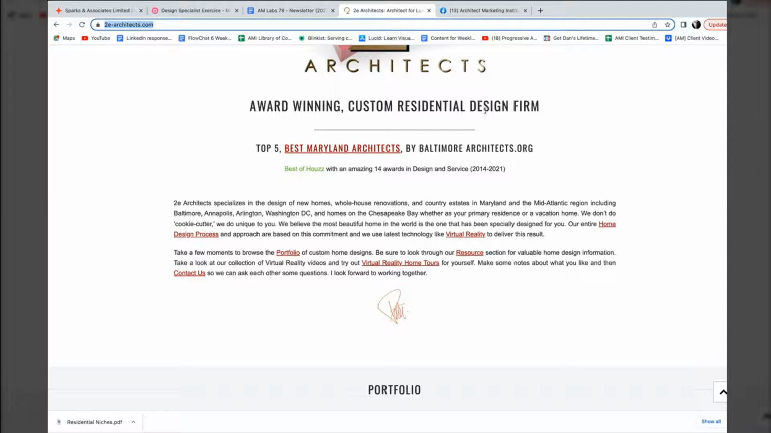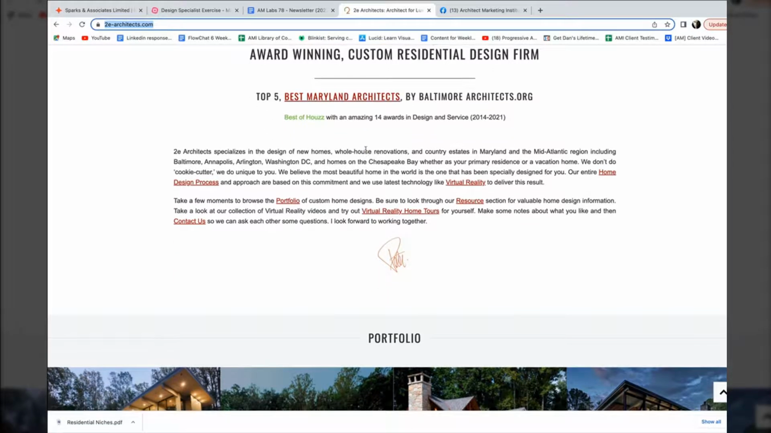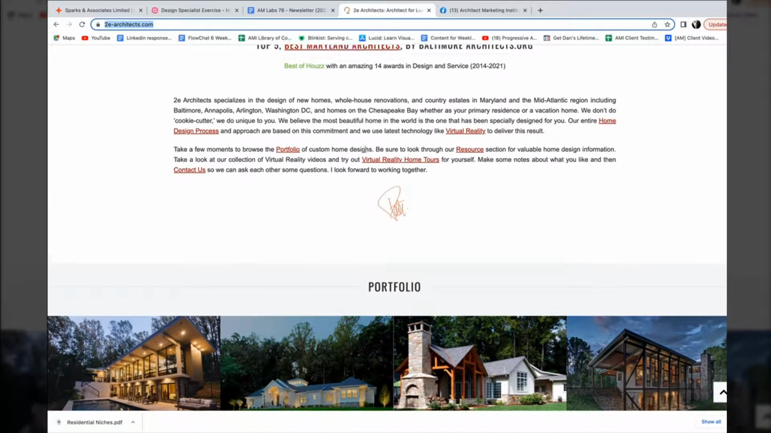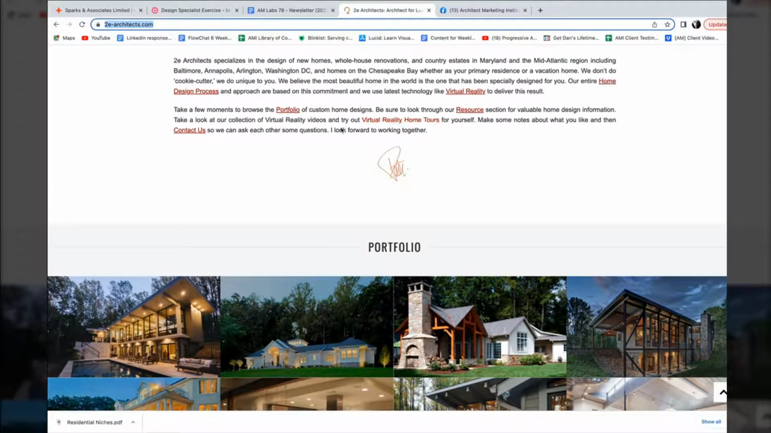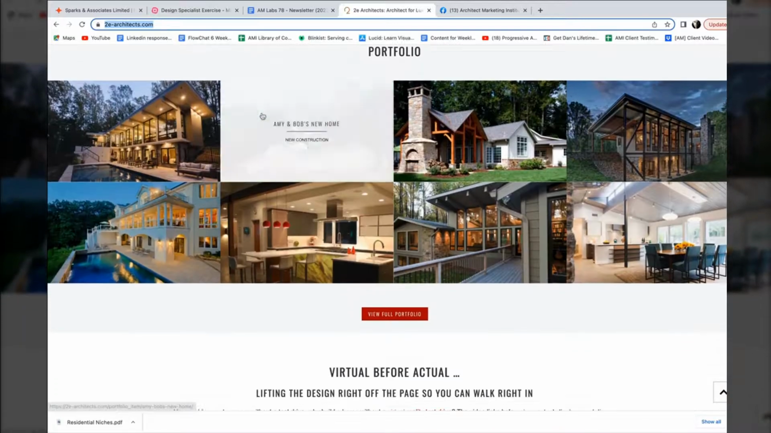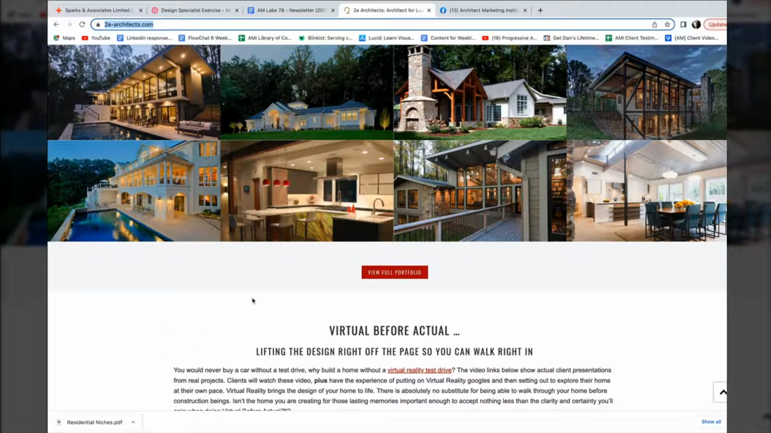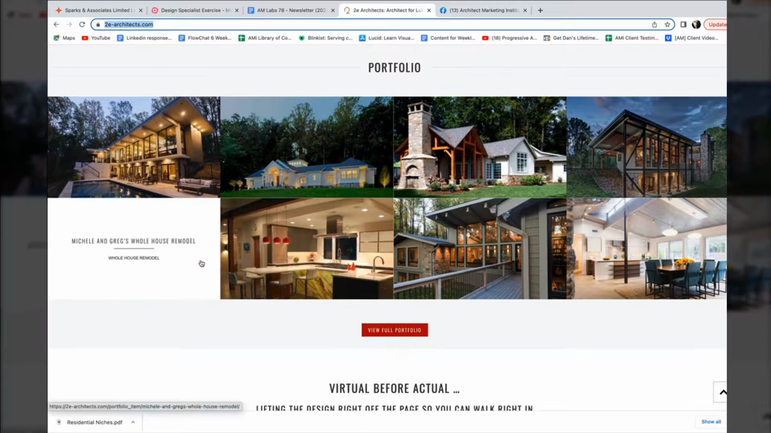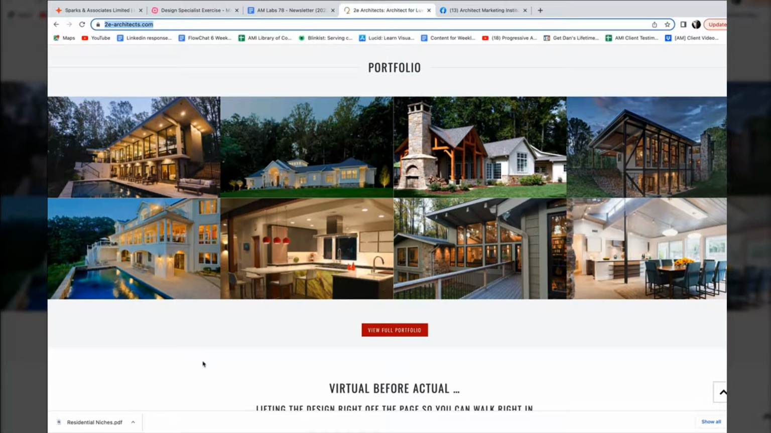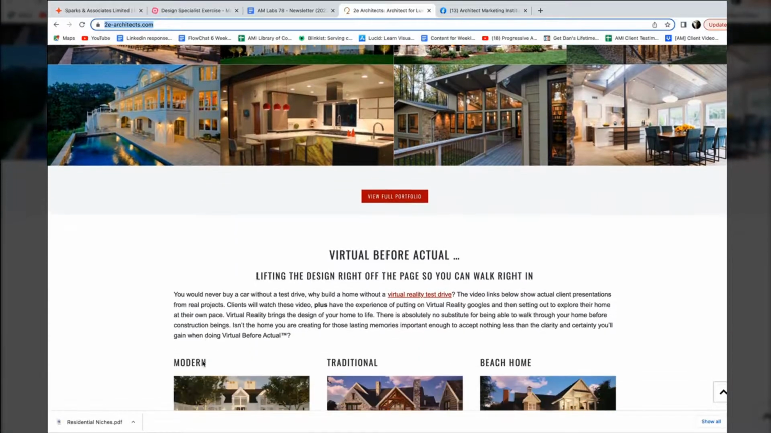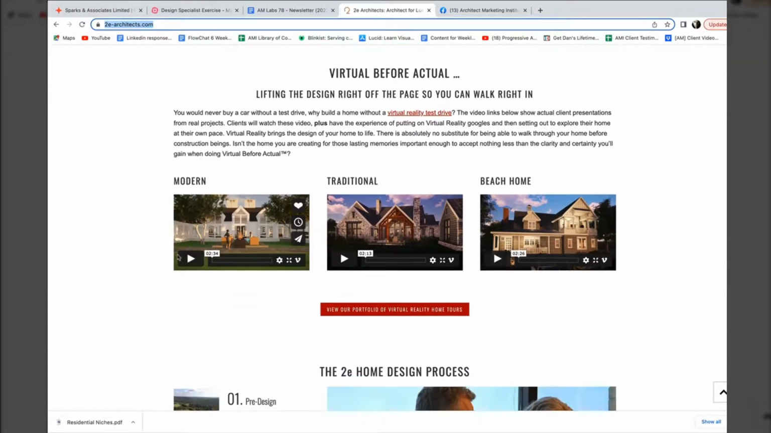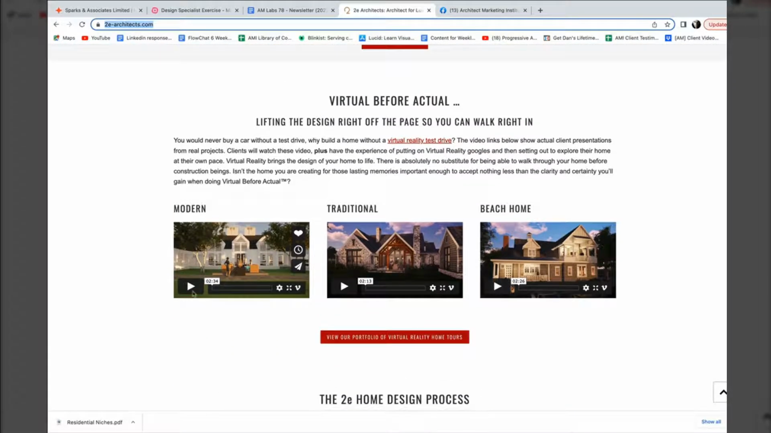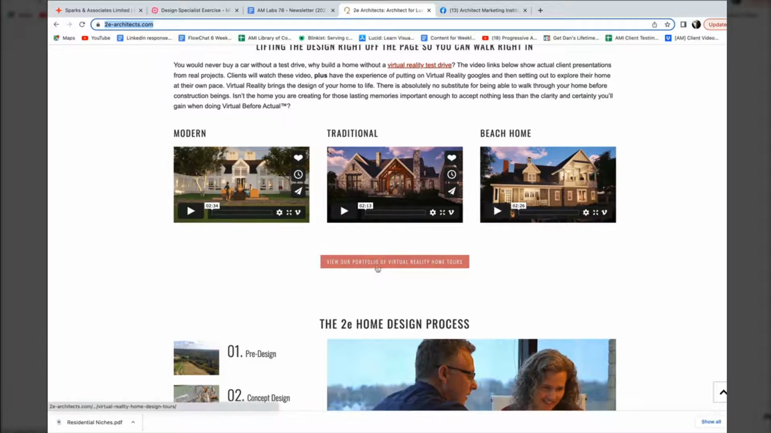You know, award-winning custom house, top 5 best Maryland architects, best in house. We don't do cookie cutter. Then the portfolio is the type of houses not only that he's done. Oh, it is the ones he's done, but he also has got some that he probably wants to do. And he's got virtual reality videos in here of other stuff where you can do fly-throughs. Okay, view our portfolio, virtual reality home tours.